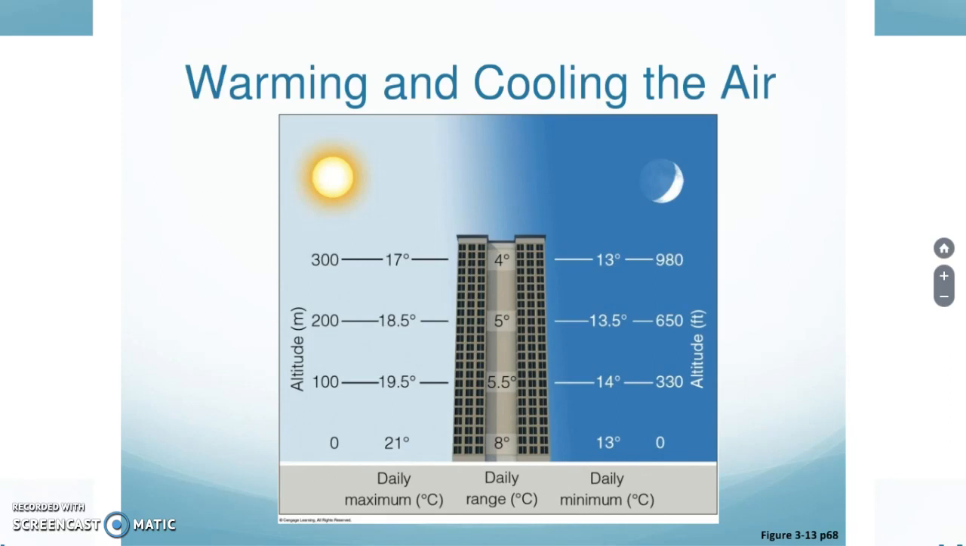Now, we take the difference between the maximum and the minimum, and we get the daily range, which is depicted with the numbers going down the center of the building. Since the ground heats up the most and cools the most, we would expect that place to have the greatest daily range. And sure enough, that is what we see in this figure.